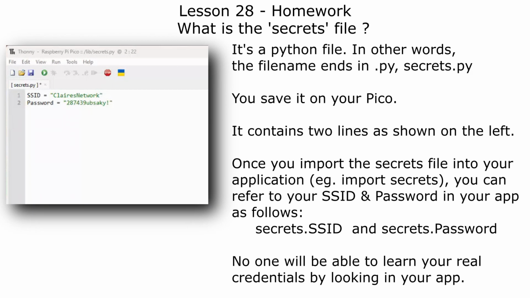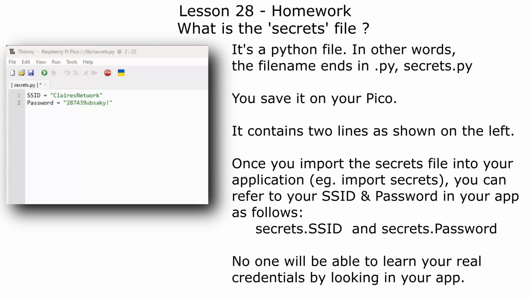There's no secret to the secrets file. It's a Python file, which really means the file name ends in .py. So it's secrets.py. You save it to your Pico, and it contains 2 lines of code. An example is shown on the left. SSID equals something in quotes, and password equals something else in quotes. You put your credentials in those quotes.